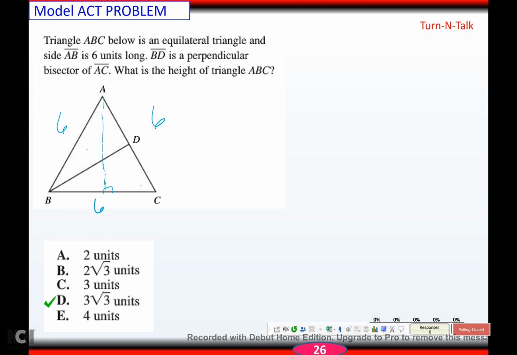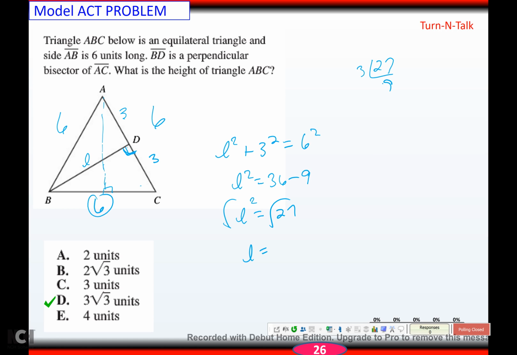So what else do I know? Well, if this is a perpendicular bisector, then this is 3 and this is 3. Now I have a right triangle, so I would have leg squared plus leg squared equals hypotenuse squared. That gives me leg squared equals 36 minus 9, which gives me that leg squared is 27. Square root, I get my leg equals, break down 27, by 3 is 9, by 3 is 3, so that's going to be 3 square roots of 3 is the length of the height of the triangle.